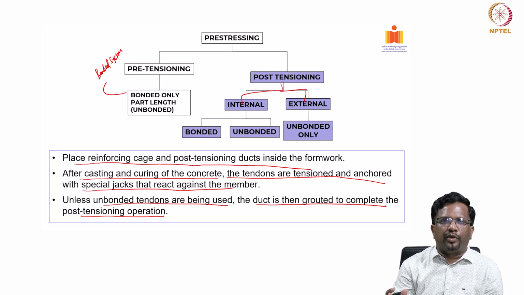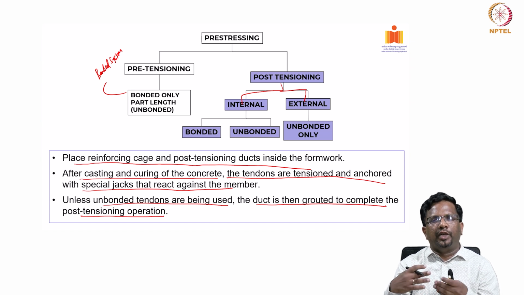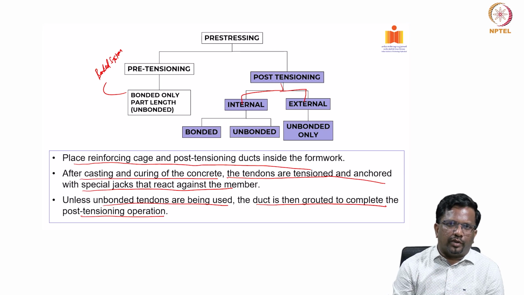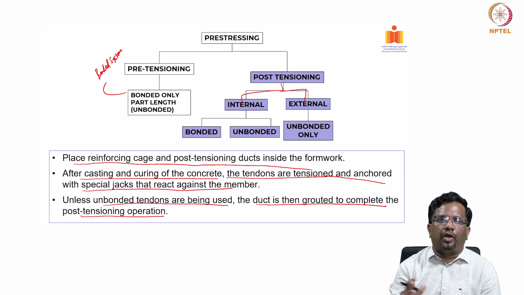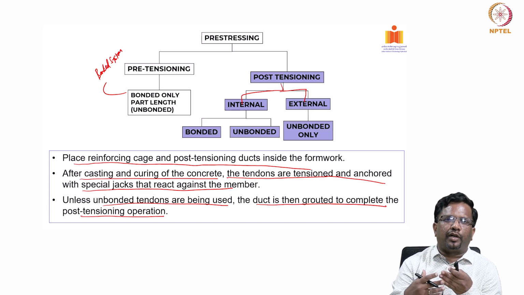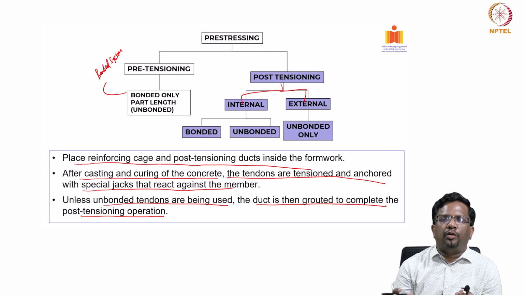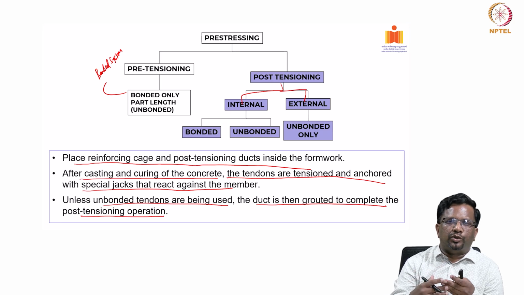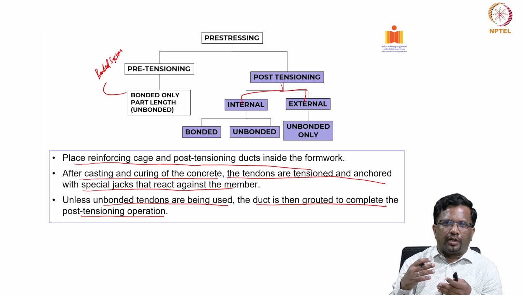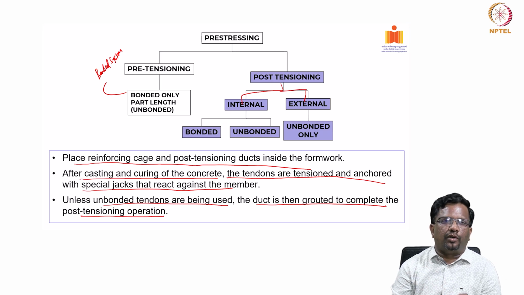If you do not do the grouting, it becomes an unbonded system. If you do the grouting, it becomes a bonded system because the steel is now bonded through grout with the surrounding concrete. So, we will discuss what are the advantages of bonded and unbonded system in the coming slides. But if you do not grout it, if there is no physical contact between the steel and the surrounding duct, then it is an unbonded system. But if you grout it and there is a physical contact between the pre-stressing steel and the duct through grout, then it is called a bonded system.